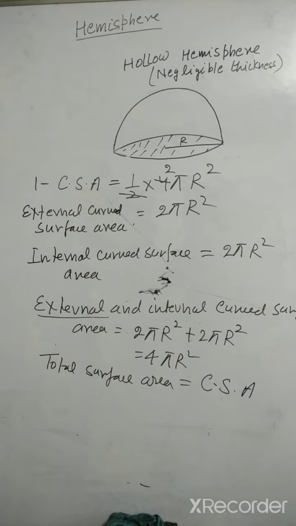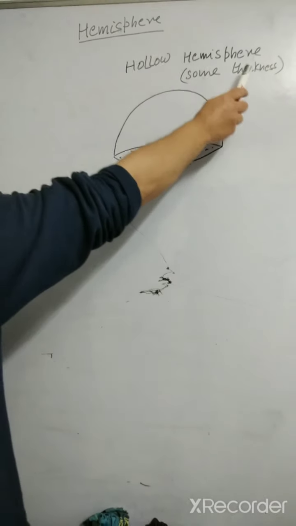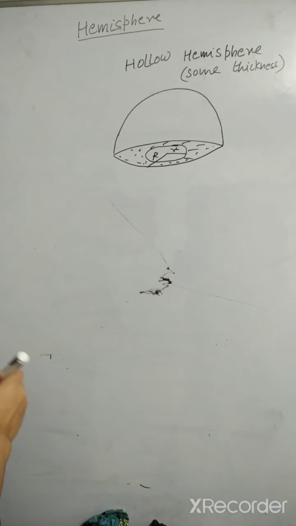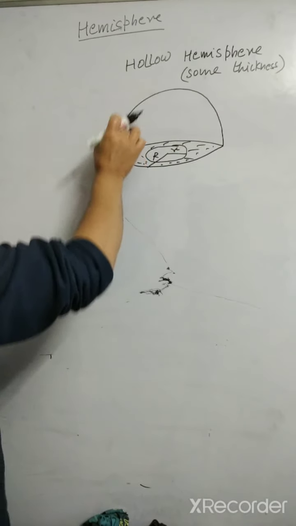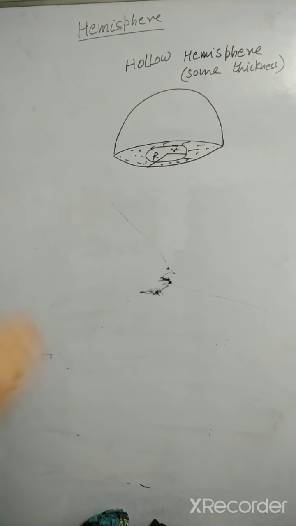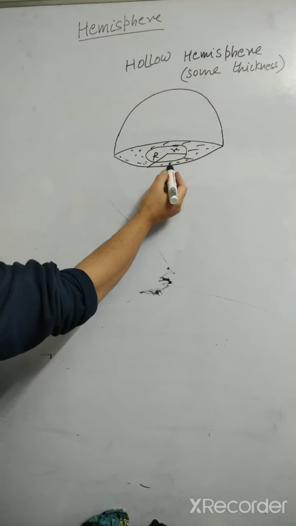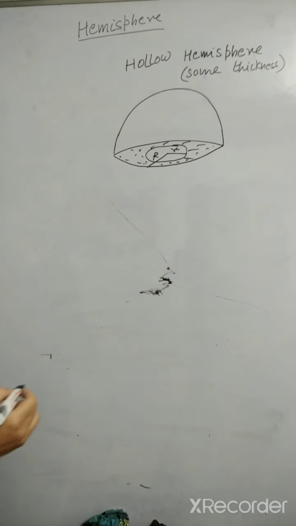Got it? Now let's take a hollow hemisphere with some thickness. Now this is a hollow hemisphere with some thickness. It's also called a hemispherical shell. Right? That means this part is hollow. This is solid. It has some thickness all around. If you cut a coconut into two halves, you will get a hemisphere with some thickness. Got it? So it has two radii. One is internal, this is small r. One is external, this capital R.